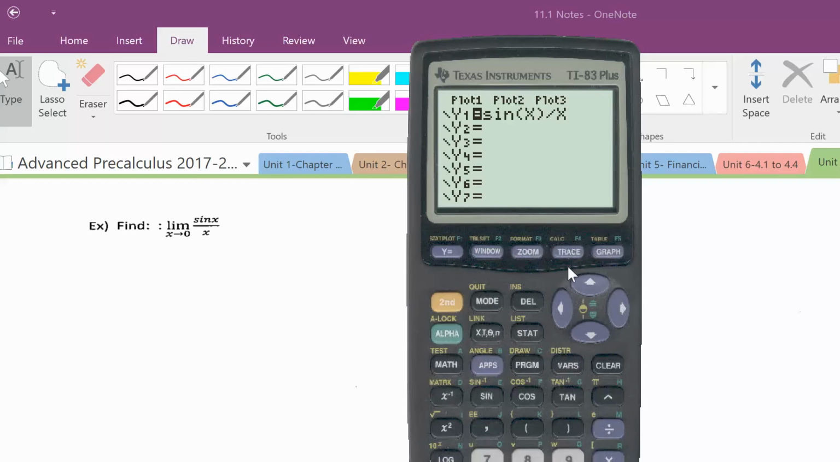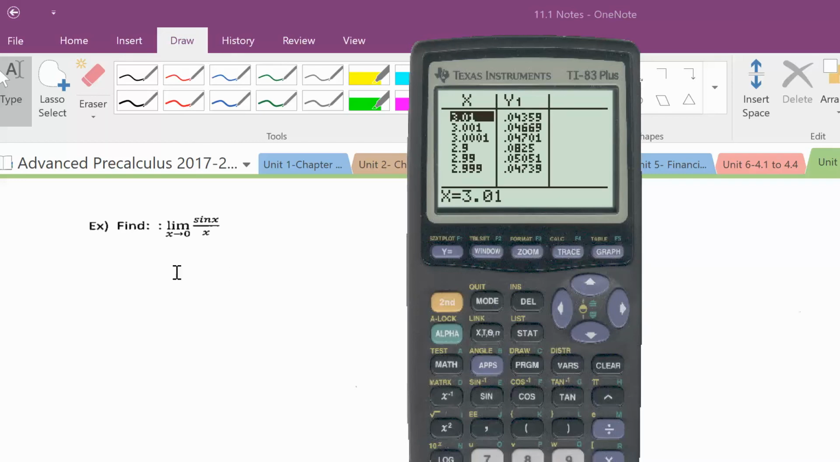Then you make your table, and you want to get it as close to 0, like negative 0.01. Then negative 0.001. Negative 0.0001. Notice 1. And then if you do a little bit more than 0, like 0.01.